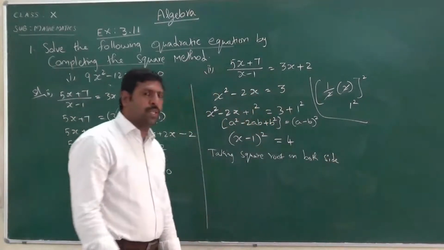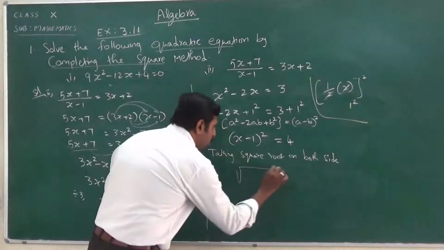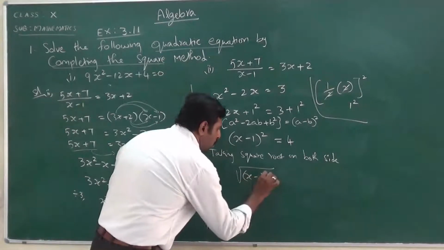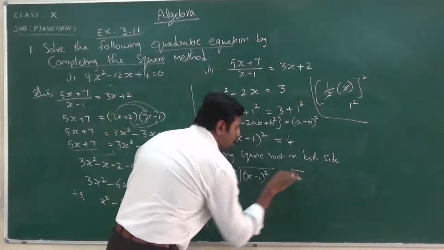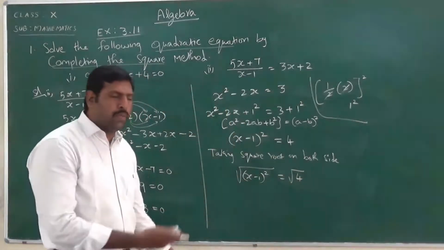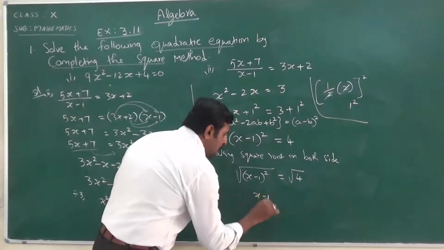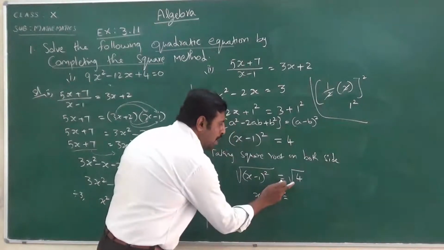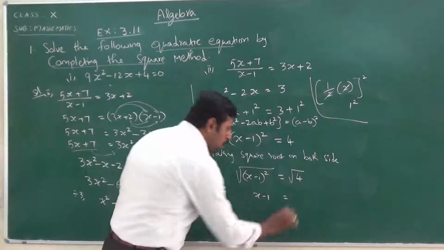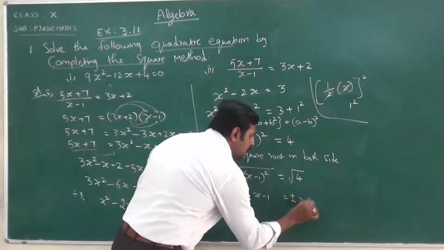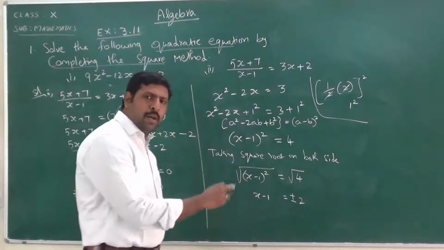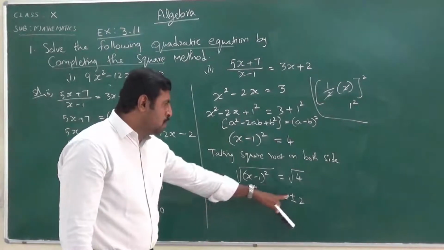Taking square root on both sides, here we have root of x minus 1 whole square is equal to root 4. Root 4 is a perfect square number, we know that, and then root and square will be cancelled here, so we get x minus 1 is equal to, if you find the square root for number 4, we get plus or minus. So x minus 1 is equal to plus or minus 2.